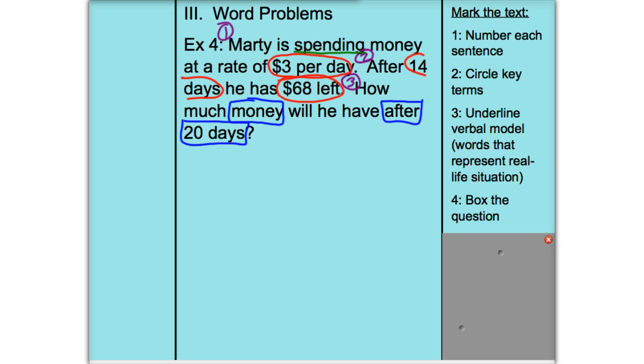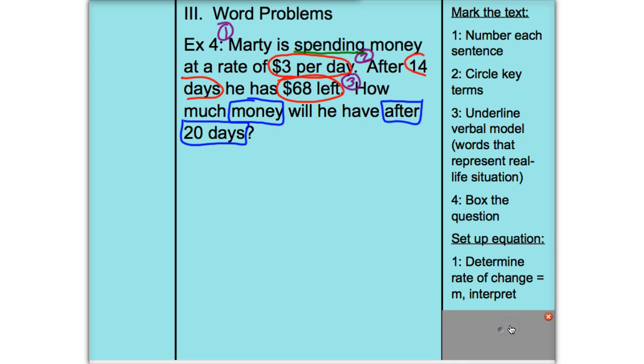So that's the next part of my directions off to the right here. Figure out the rate of change. When we're doing linear word problems, we need to know the rate of change, the slope. That is essential information. And this part where it says interpret, that means what are the units on our rate of change.